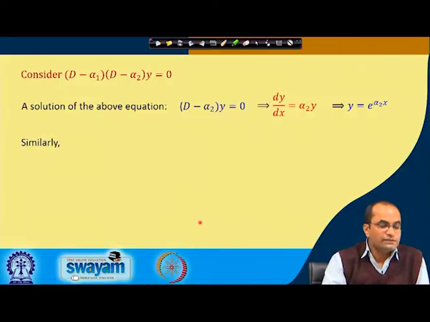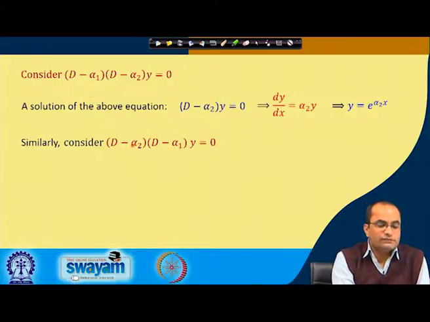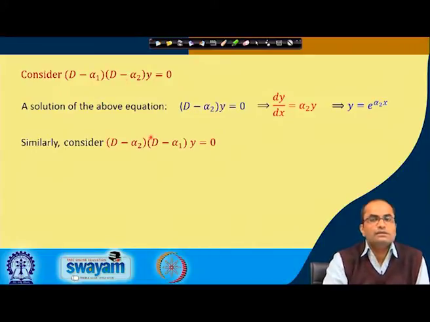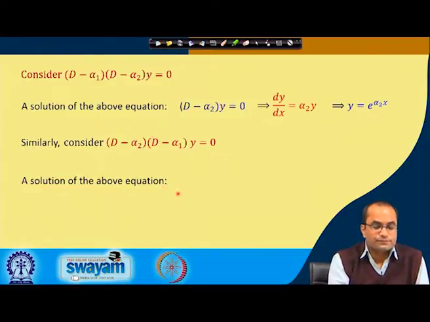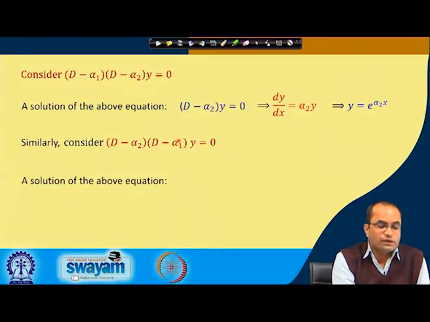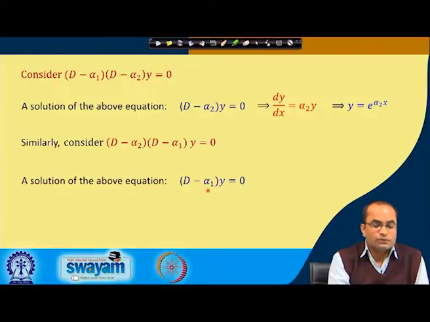The same exercise we can repeat now, once we take for instance D minus alpha 2 first and then D minus alpha 1. If we operate on y is equal to 0, then a solution of the above equation will also be the solution of the equation D minus alpha 1 y is equal to 0, the same idea we have applied above.